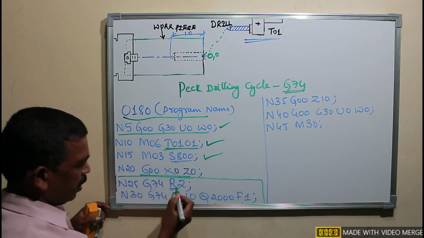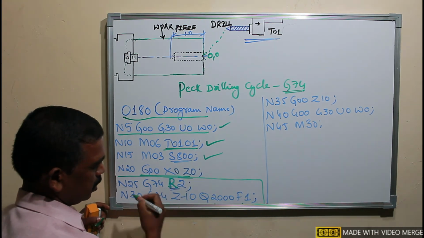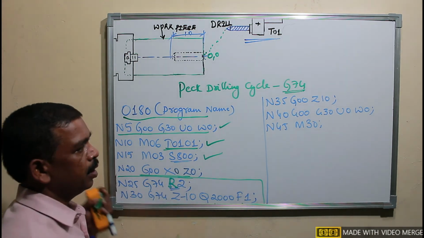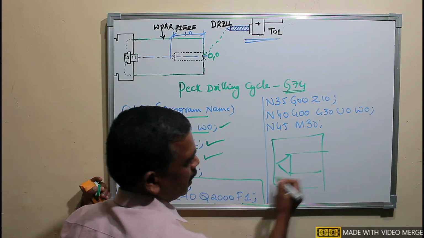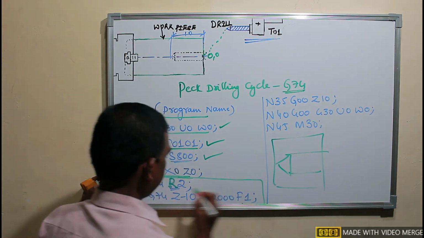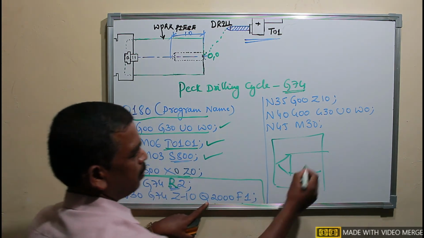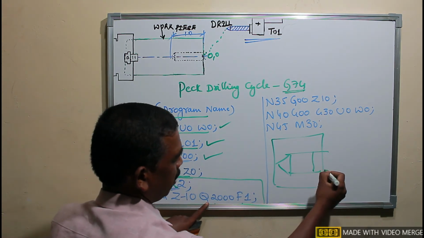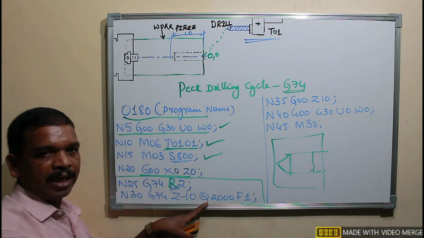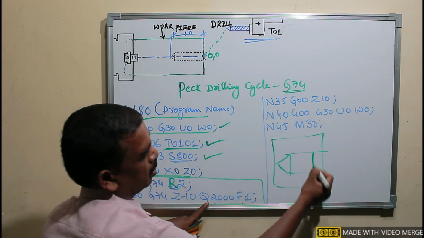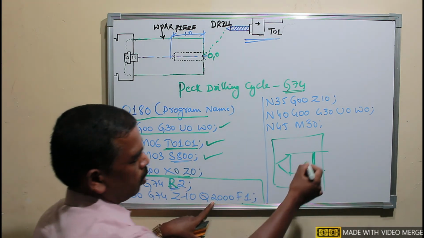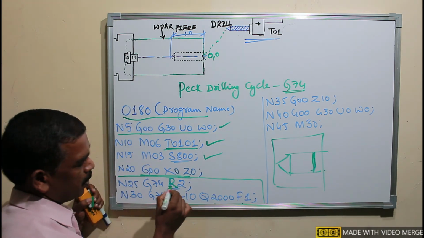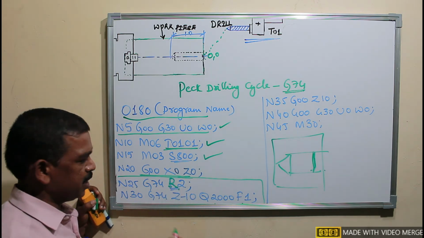So G74 R means retract. So retract means what? When finishing this hole for a certain length, it will go up 2 mm per pass and it will come back, to clear the chips in the hole. So the purpose of retracting is to clear the chips.